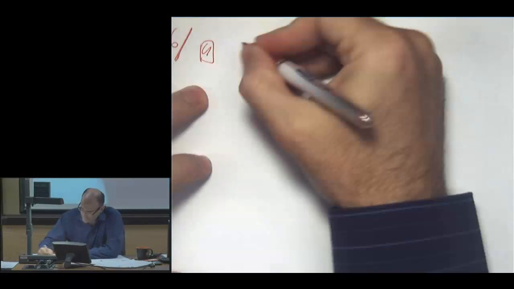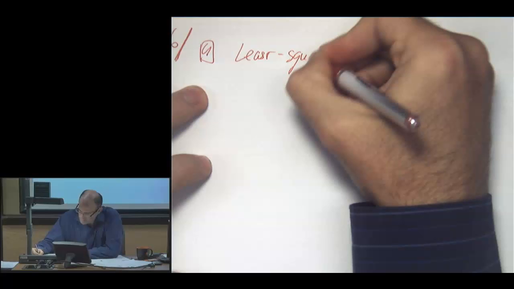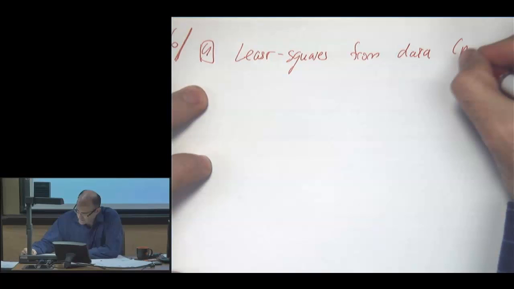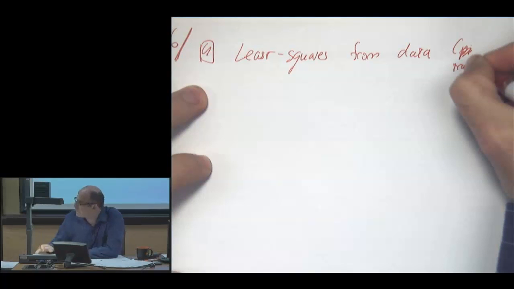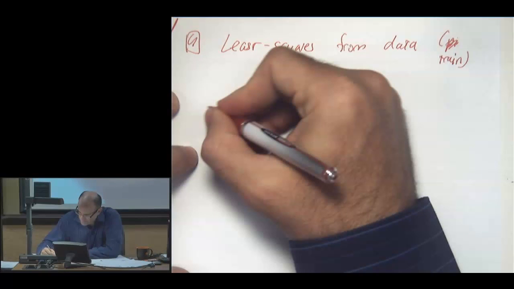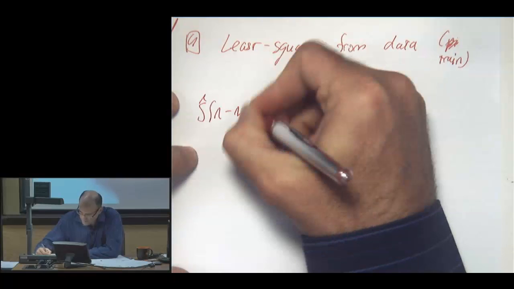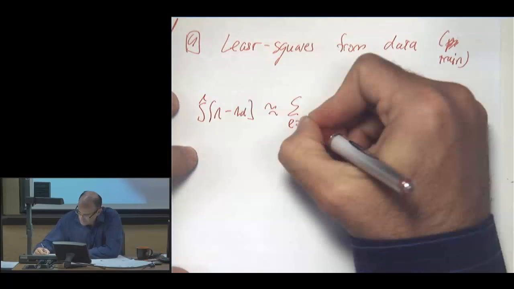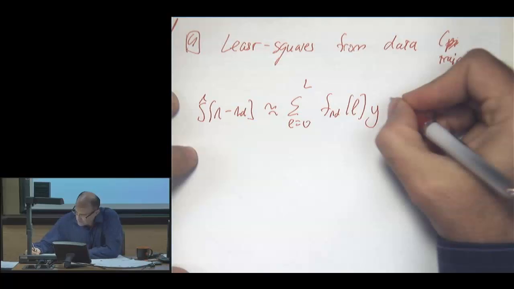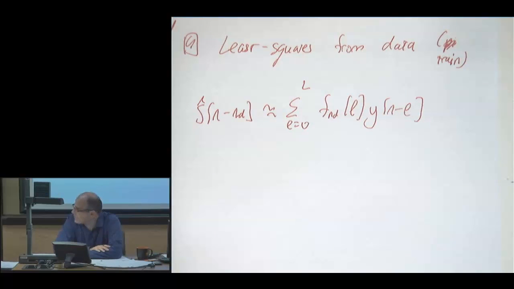So effectively, this is least squares from the data here, which I should say is from the training data. So let's go back to this model that we started off with. We want our equalizer to give us out something that looks like a delayed version of the input when I convolve my observed sequence with that filter here.